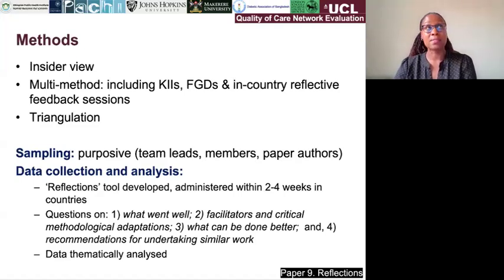What would happen is that in all 4 countries, the country research teams would hold what we call reflection meetings to discuss questions in that reflections tool, and then share these responses with myself, the lead author of this particular paper. So we were collating responses from different teams and different countries.